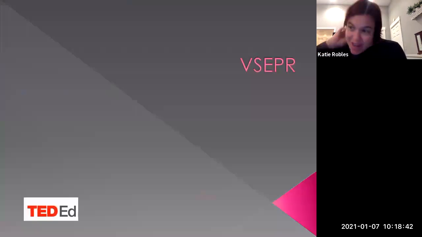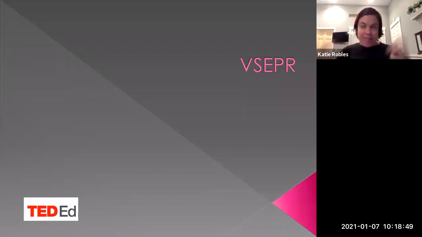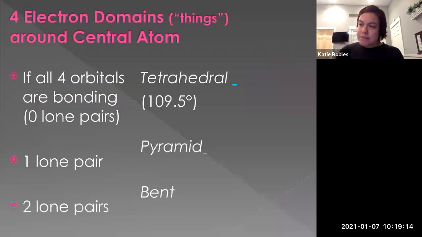So, as we start to look at VSEPR, I want you to keep all of those shapes in mind and why they're happening, why things are pushing down in the direction they are. So that's what VSEPR stands for, valence shell electron pair repulsion. It just means that the electrons repel each other as much as they possibly can. It says that orbitals try to spread apart as much as possible. And the electron orbitals, remember, are like clouds that are surrounding the nucleus.